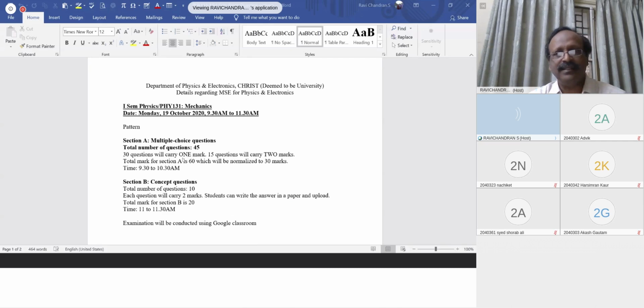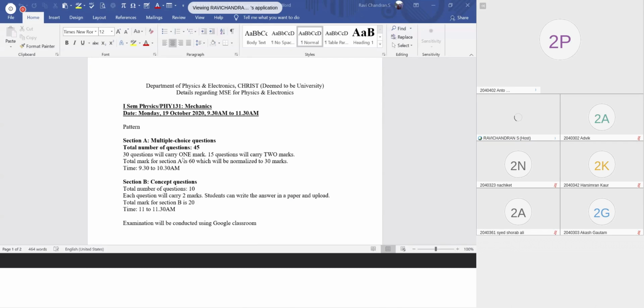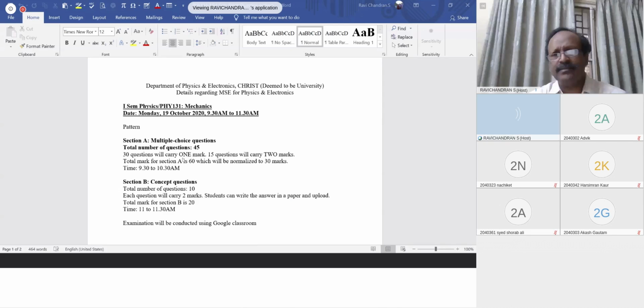Sir, which platform will we be doing section A on? Section A and section B, both of them you will be doing in Google Classroom only. One is a quiz assignment, another one is a concept question. It is an honorary assignment. In the quiz assignment, you have to give the answer immediately. The computer itself will evaluate and give us the grade.